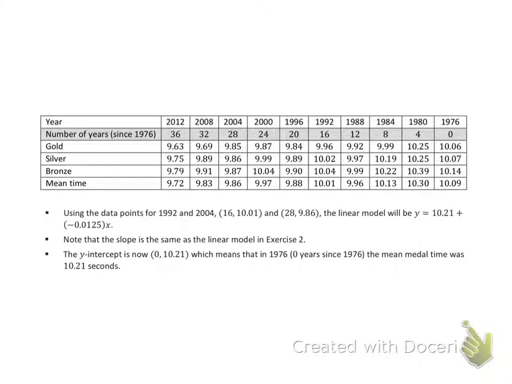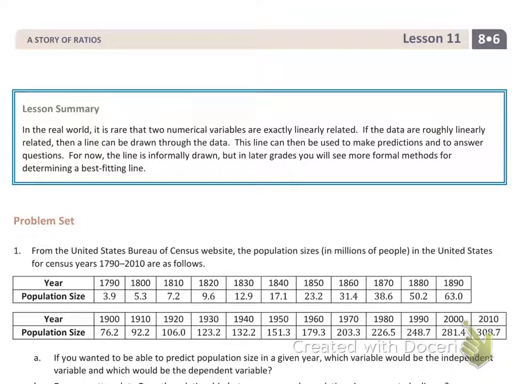All right, so let's talk about what we've seen. So lesson summary. In the real world, it's rare that two numerical variables are exactly linearly related. But if they're roughly linearly related, then we can draw a line through the data and use the line to make predictions and answer questions. Remember, and I mentioned this before, that now we're just informally drawing a line, but later you will have a formal mathematical method for determining the equation of a best fit line.